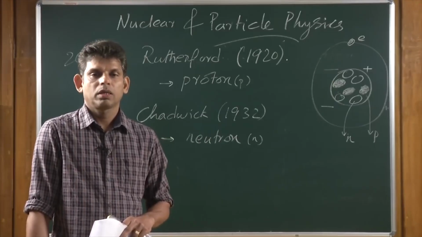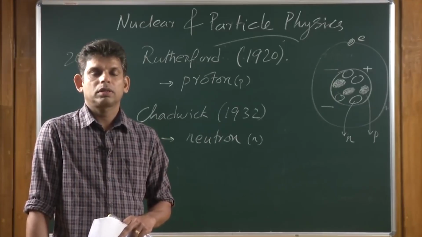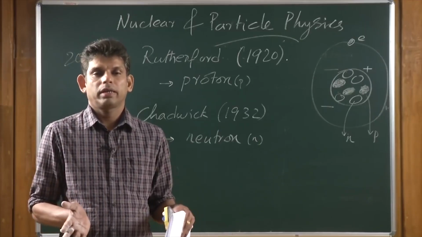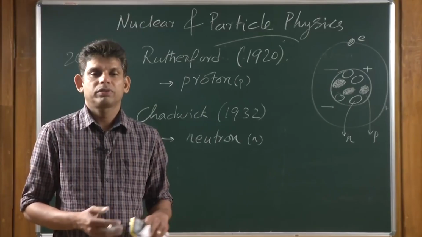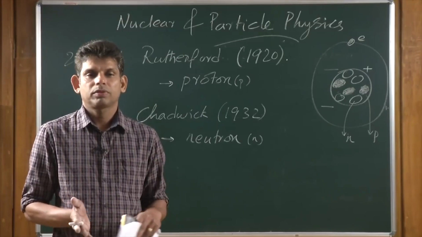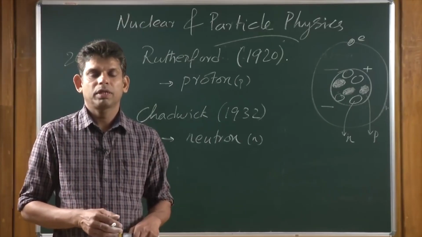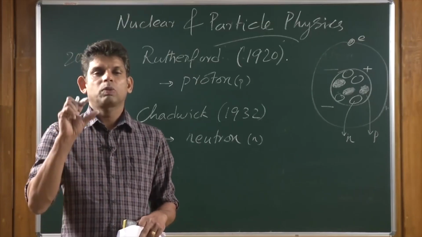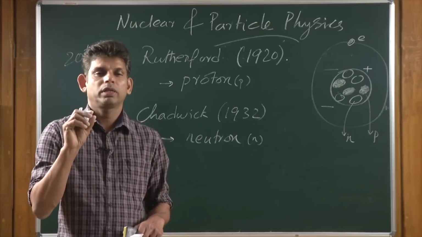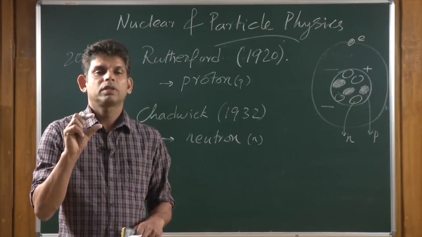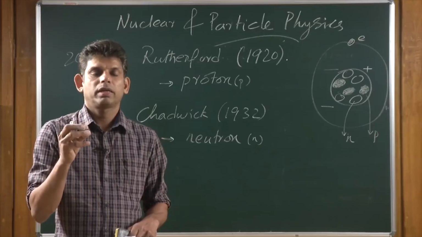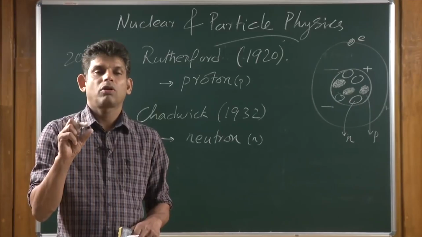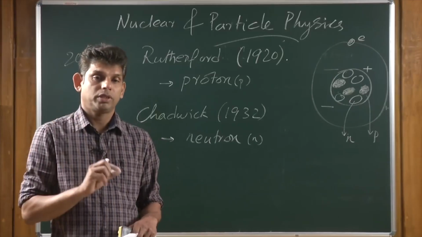Okay. So, in an atom of size 10 power minus 10 meter, these positive charges are concentrated in a small volume, which you can take as spherical, and has a radius of 10 power minus 15 meters.